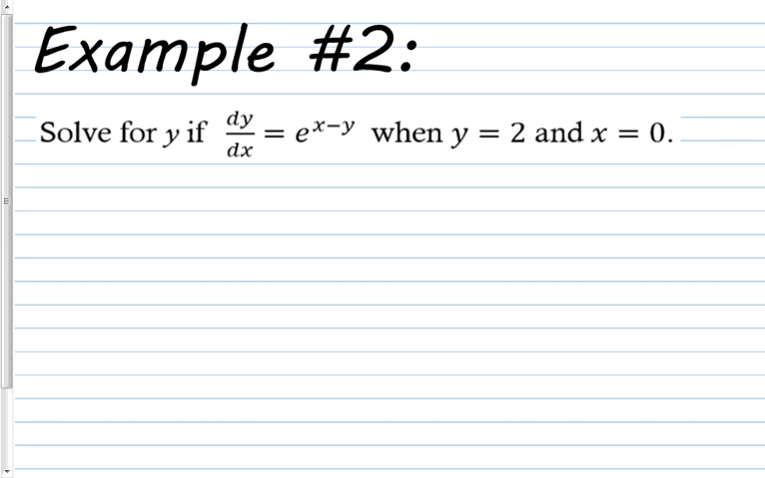Okay, example 2. Solve for y if dy/dx equals e to the x minus y when y equals 2 and x equals 0. Okay, so now what's special about this one has to do with the properties of e to the x. Or sorry, not e to the x. Well, yes, but exponents. Properties of exponents.